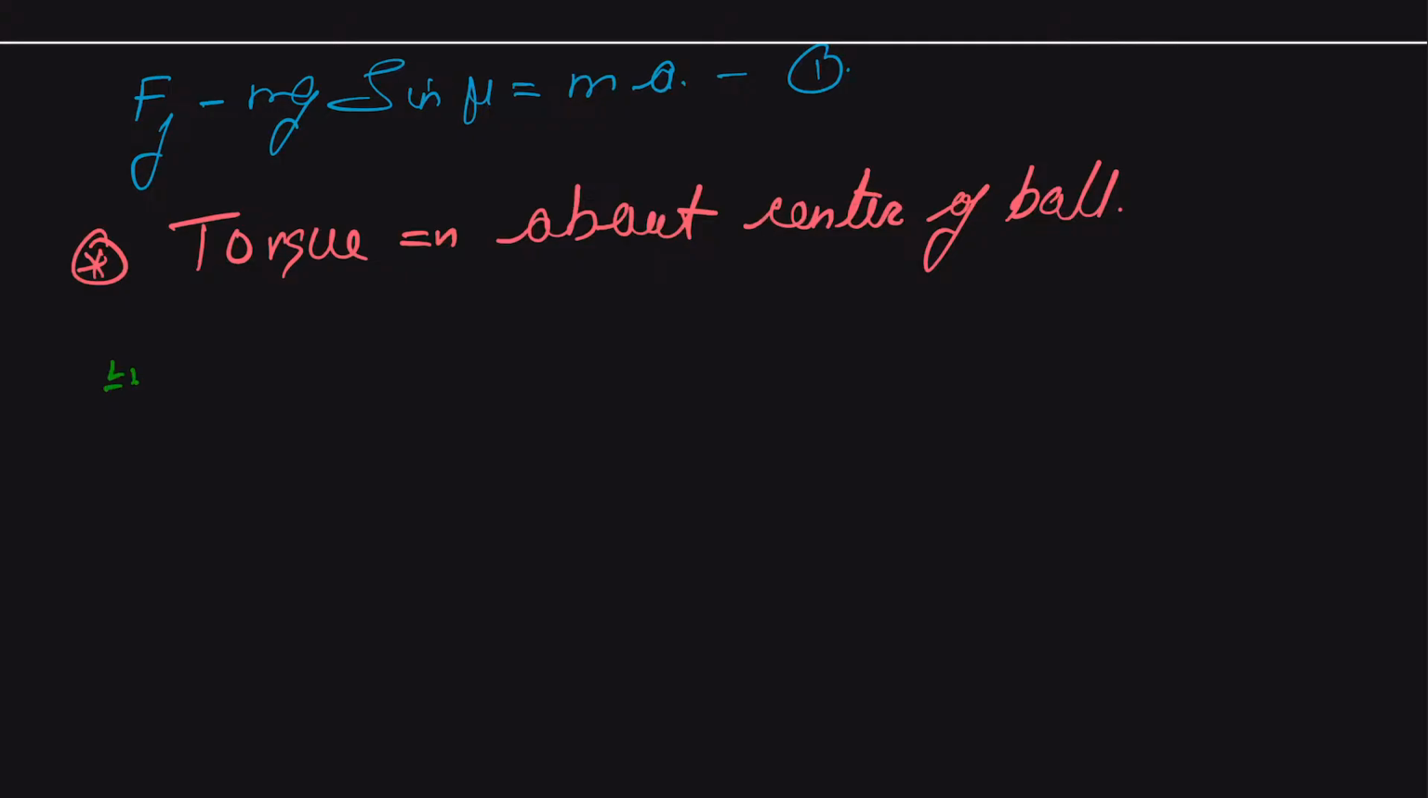Therefore, we can write the torque due to friction. We have our lever arm, that is our radius r, and the frictional force is f of f, and this comes as a negative, because we have taken clockwise as the positive direction. In this case, it is acting counterclockwise, that's why we have taken this as a negative.